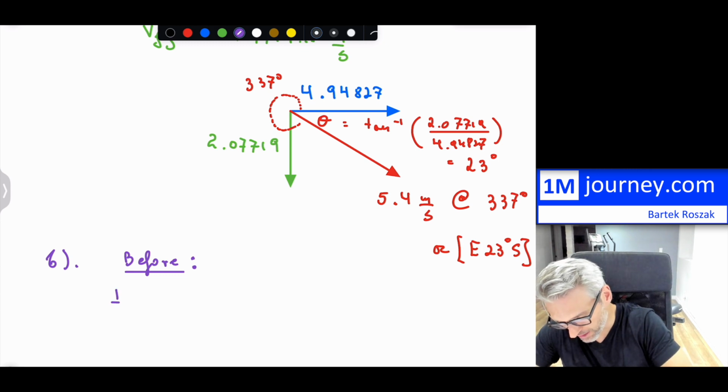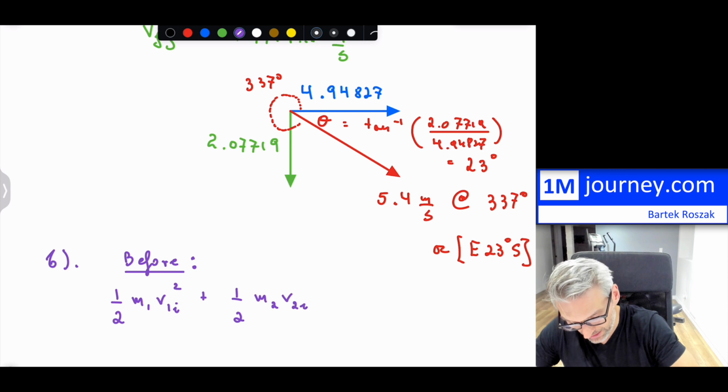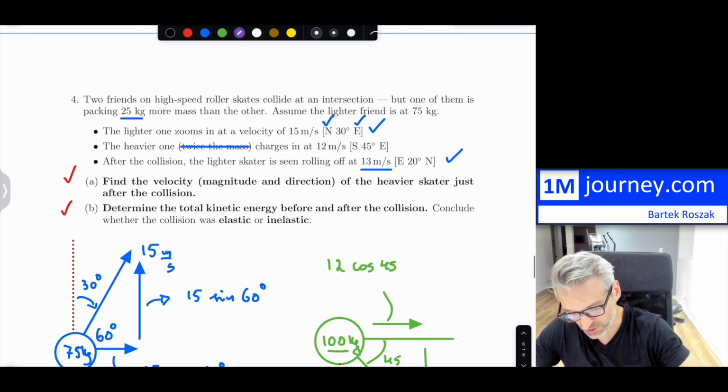So before, this is going to be 1/2 mass of the first one, velocity of the first one initially squared, plus 1/2 mass of the second one, velocity of the second one initially squared. And what is that velocity? That velocity is going to be the magnitudes.